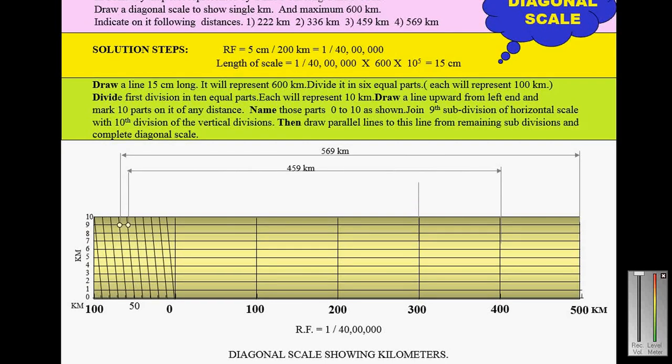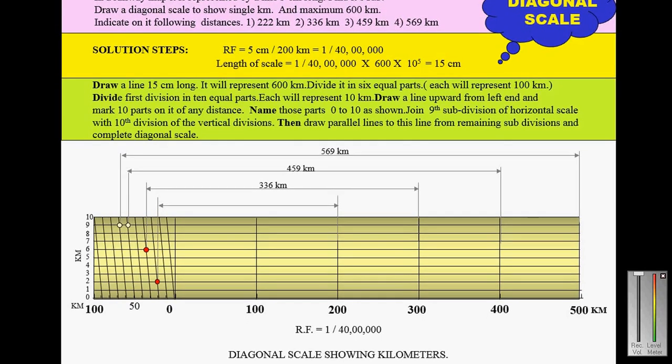And the third one is 336 kilometer. So you can take 300 from the main scale, and 30 from the secondary scale, and 6 from the diagonal scale. So this is the 336 kilometer. And next is 222. So you can take 200 from the main scale, and 20 from the secondary scale, and 2 divisions from the diagonal scale. So this is the marking 222 kilometer.